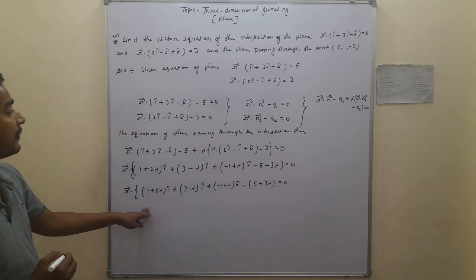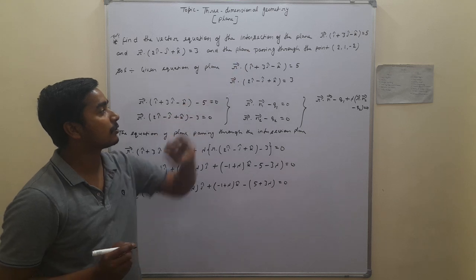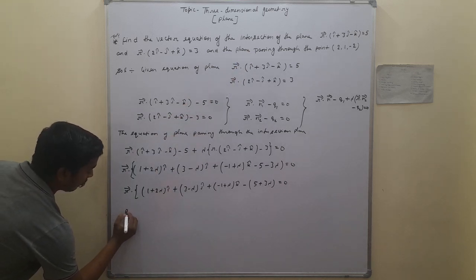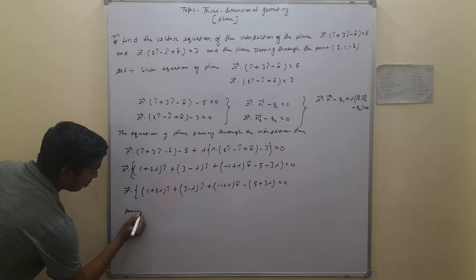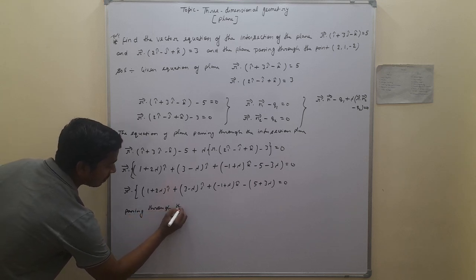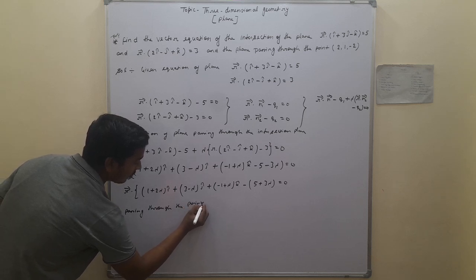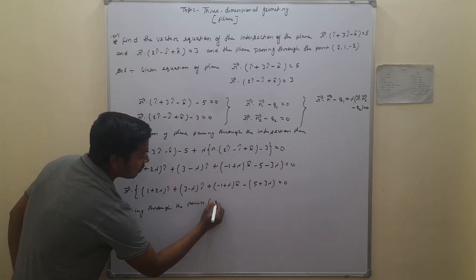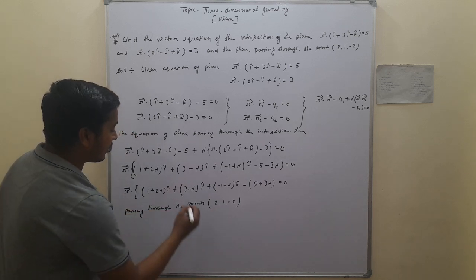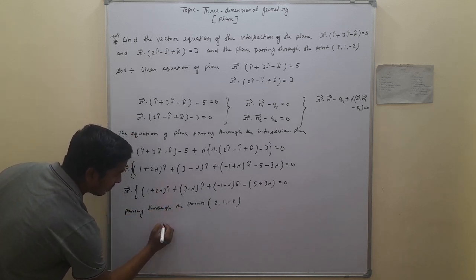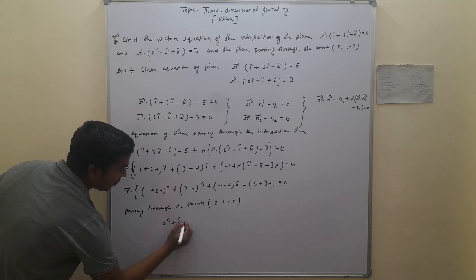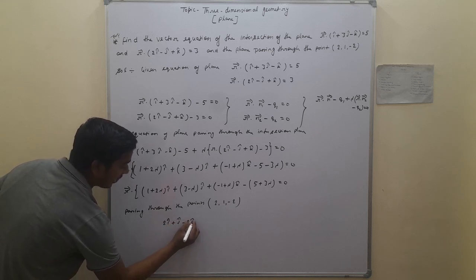And the equation of the plane through the intersection of planes passing through the point is given by the point (2, 1, minus 2). Then we can also write in the form of r vector, that is 2i cap plus j cap minus 2k cap.